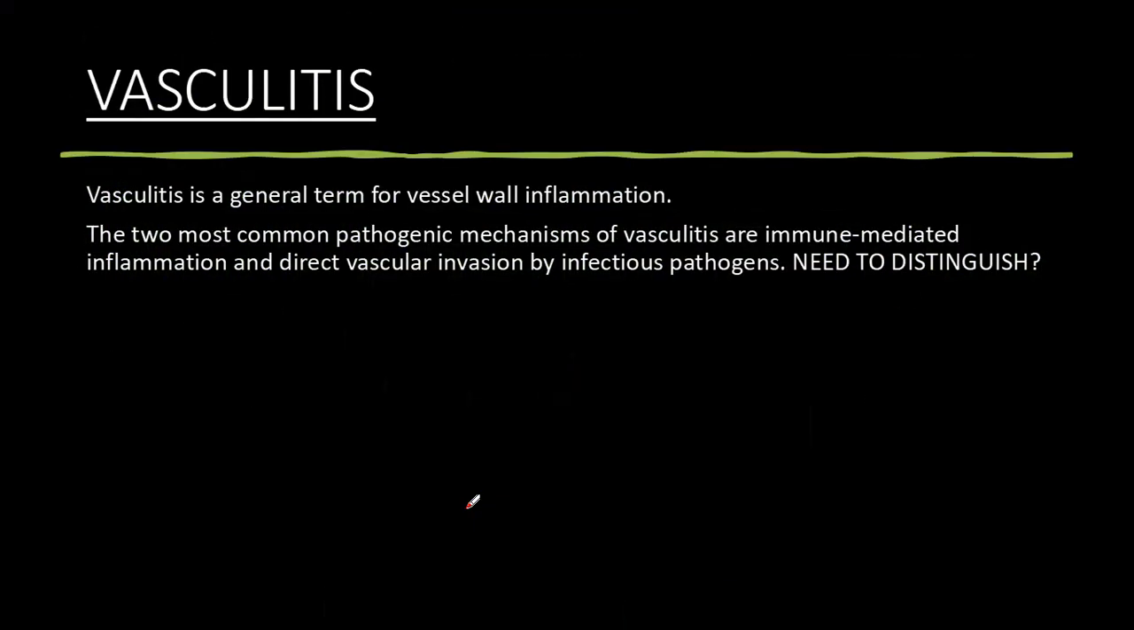So, what is vasculitis? Very simple. It simply refers to vessel wall inflammation. The vessel wall has three layers: tunica intima, media, and tunica adventitia. When any of those layers is inflamed, that will be vasculitis. The two most common pathogenetic mechanisms are either immune-mediated inflammation or direct vascular invasion by infectious pathogens.